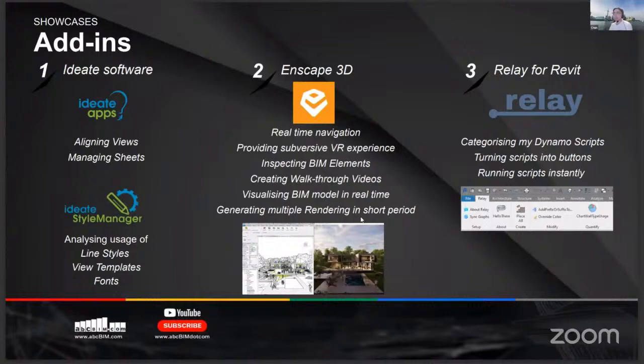I love it. The second one would be Enscape 3D. I believe it is very common in the industry as it can provide real-time navigation. If you have a VR goggle, you can integrate it with Enscape, and inside the VR environment you can also inspect BIM elements. It's amazing. Not only that, you can also create walkthrough videos, taking a look around the environment to present to your clients. You can visualize BIM models in real time by generating multiple renderings in a short period, compared to the old days when I needed hours to make an image.